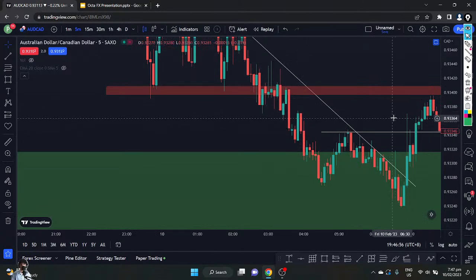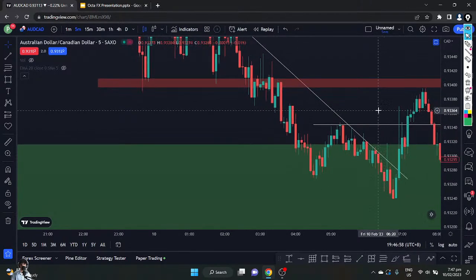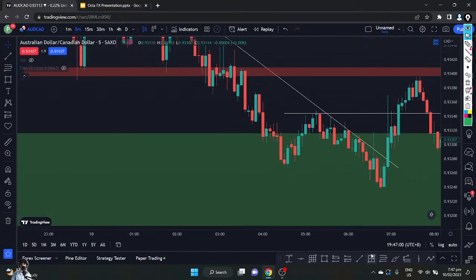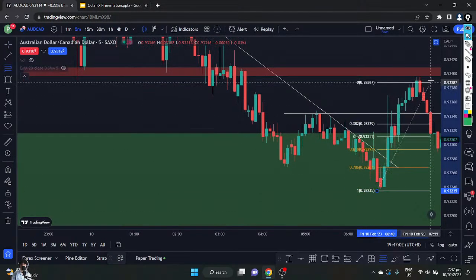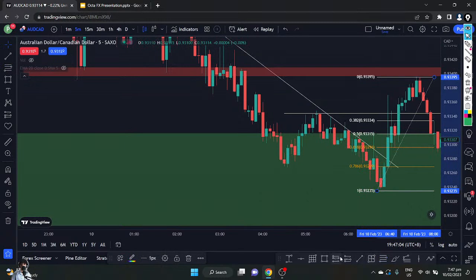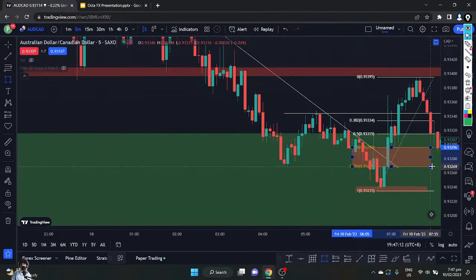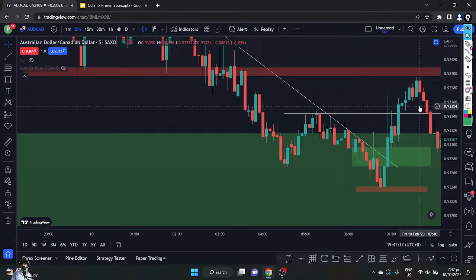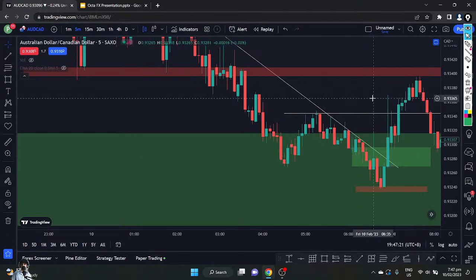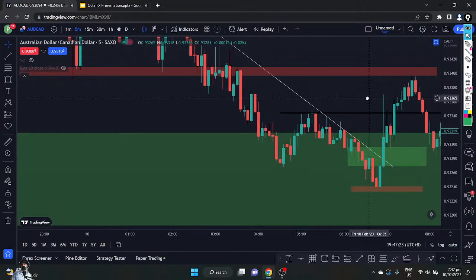Okay, so as we can see, the price is now pulling back. Again, what we can do is to look for the Fibonacci retracement or a possible double bottom that we have down here. If you saw an entry candlestick pattern on the Fibonacci zone, which is right here, then that's a good opportunity to take a buy trade.